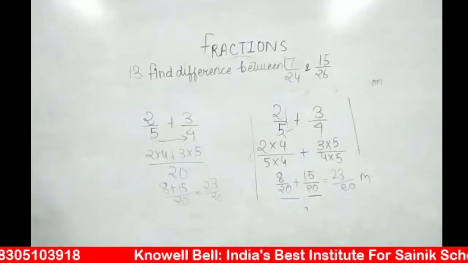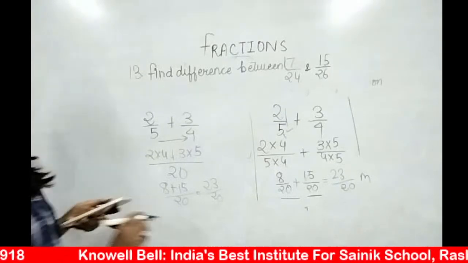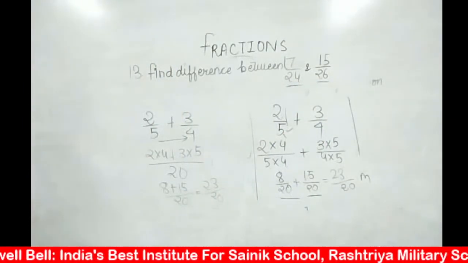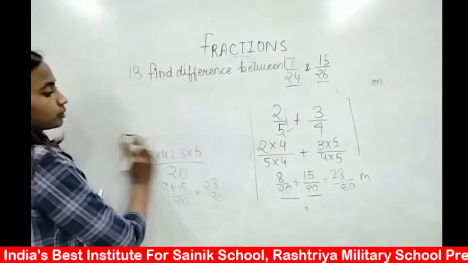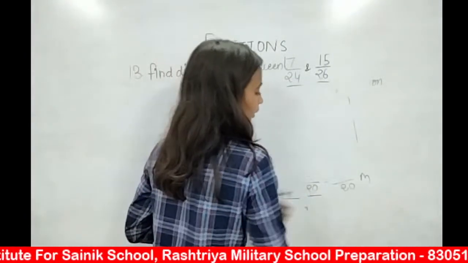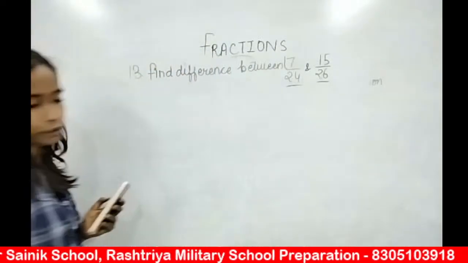Eight by two. Okay. Once again, these are two unlike fractions. आप क्या करोगे? First you will convert it into like fractions. First you will convert the unlike fraction into like fraction.